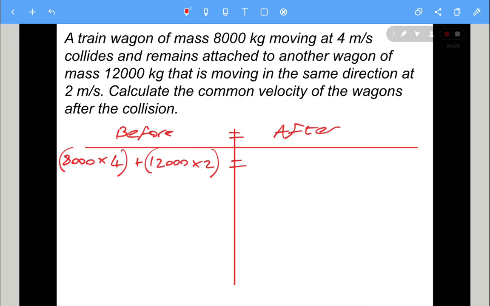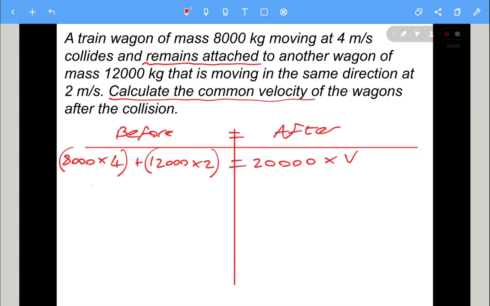So after the collision, they remain attached. So we have to combine the masses again. So it's 12,000 plus 8,000, which I believe is 20,000. And then we're going to calculate their common velocity. So we need to times that by v. So if you didn't get that far, now it's set up. If you want to finish that, that's okay.